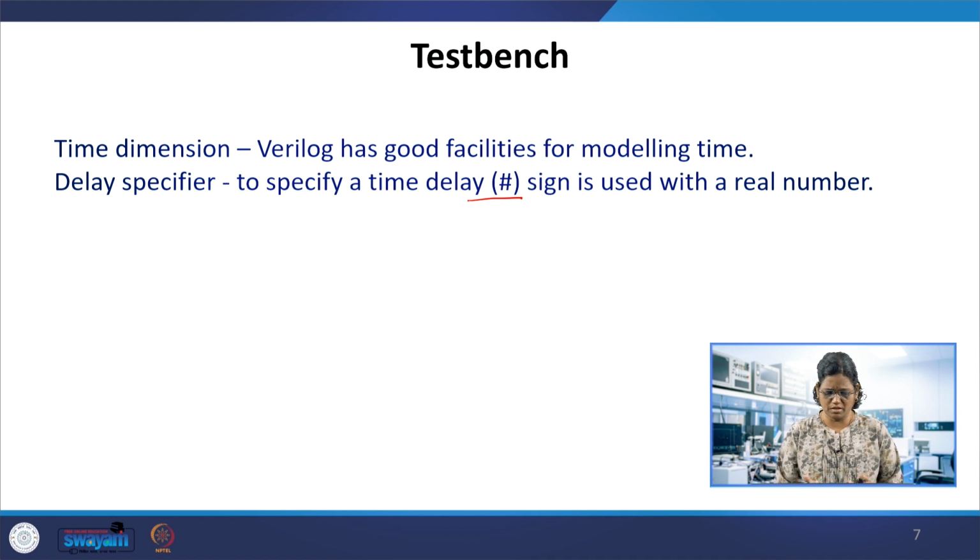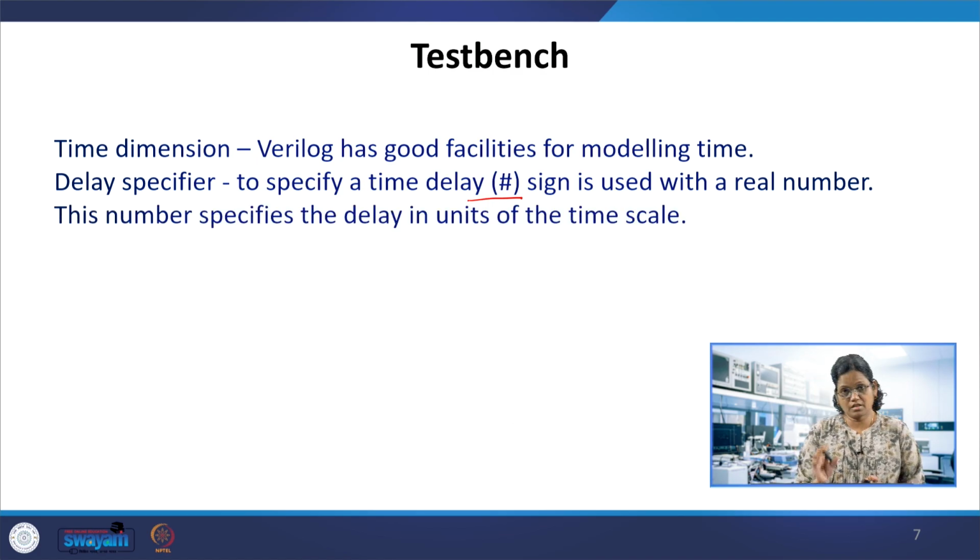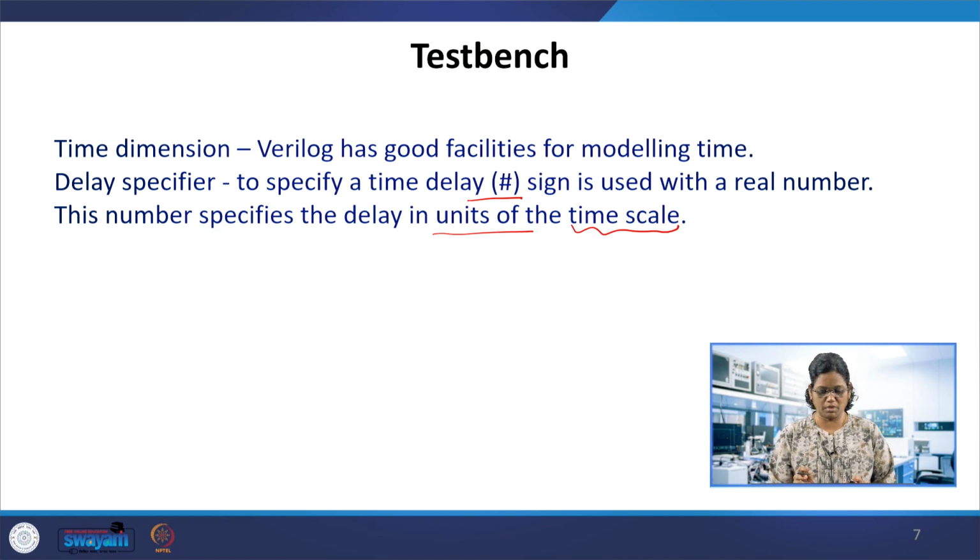We'll be looking at those codes when we deal with sequential circuits. So this number is the unit's delay in units of the time scale. What is this time scale mentioned in the test bench?